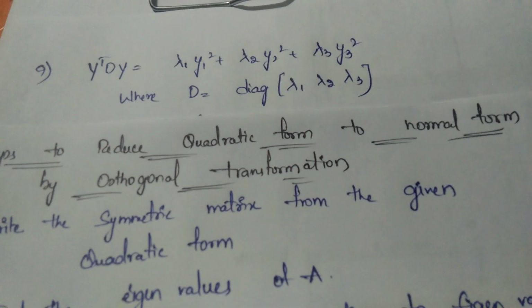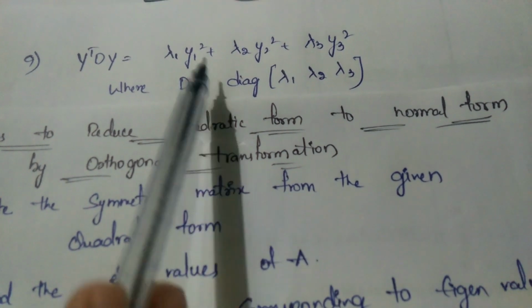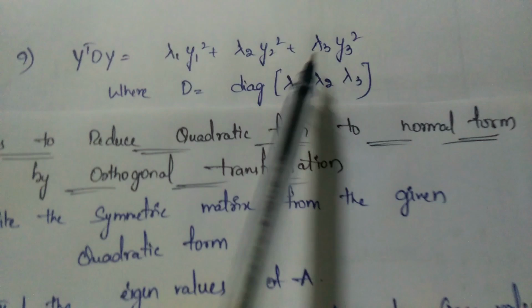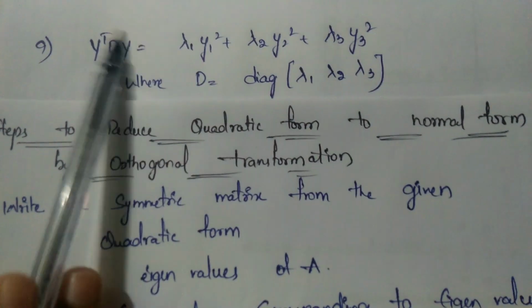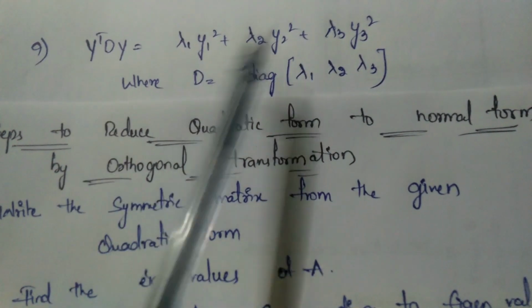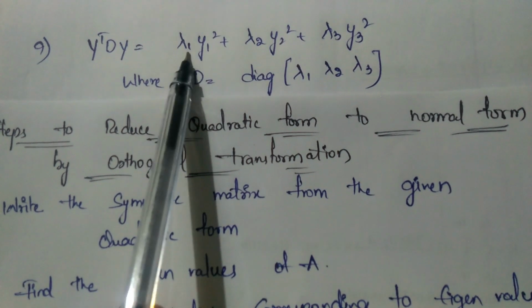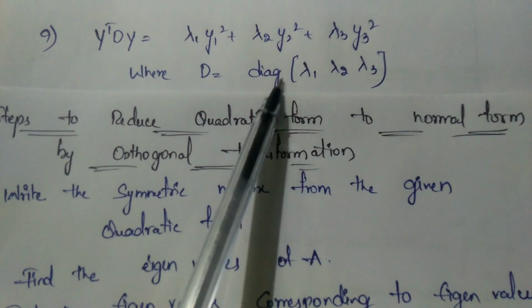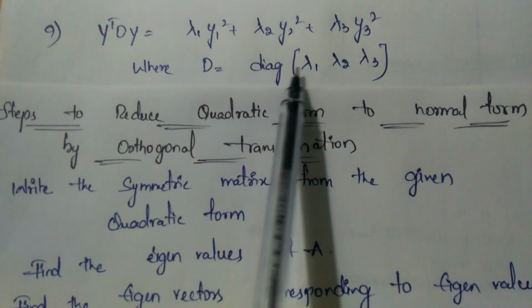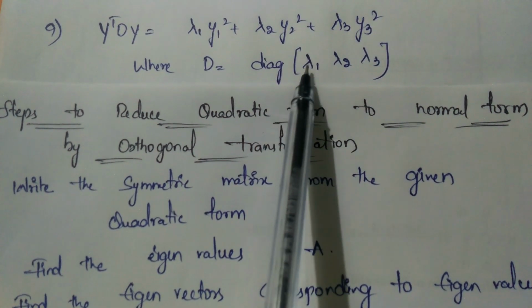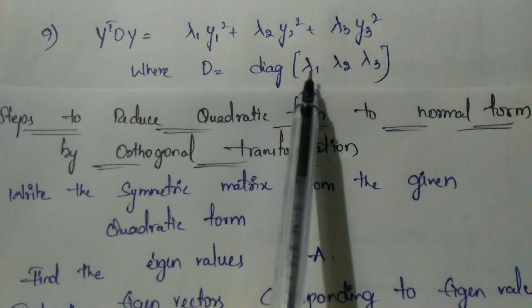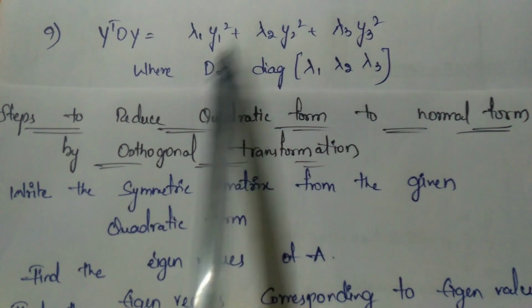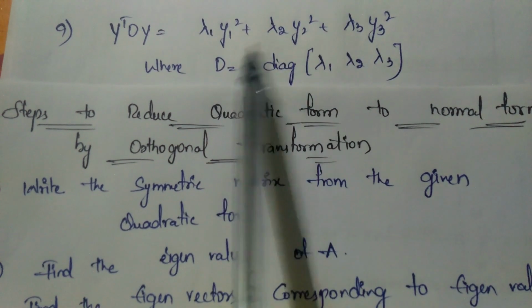And next, the final step is y transpose D y equals lambda 1 y1 square plus lambda 2 y2 square plus lambda 3 y3 square. When we multiply these three matrices, we get the final result as this, where lambda 1, lambda 2, lambda 3 are nothing but the eigenvalues, and D is the diagonal matrix where we write the eigenvalues as a diagonal matrix lambda 1, lambda 2, lambda 3. So at last you will get this final matrix.